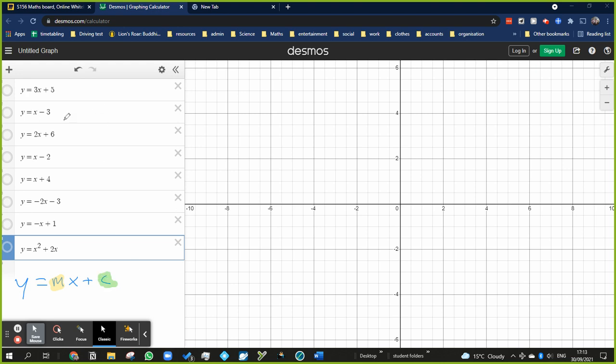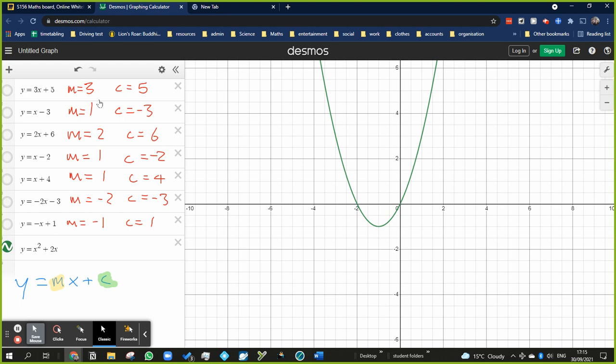the first thing we're going to do is look at these first equations, not including the last one. I'm just going to turn the last one on to show that it's not a straight line graph. And then we're going to try to identify what is m and what is c in each one of these. Okay, so I'm going to pause the video, and we're going to try to identify those first. Okay. Right, so here we go. These are all the m values and c values. I'm actually just going to highlight them as well so we can see them a bit more easily.